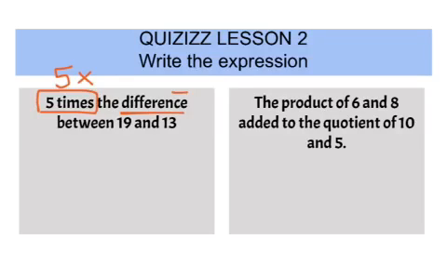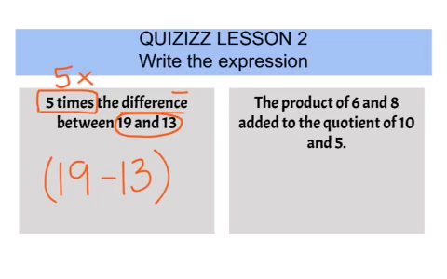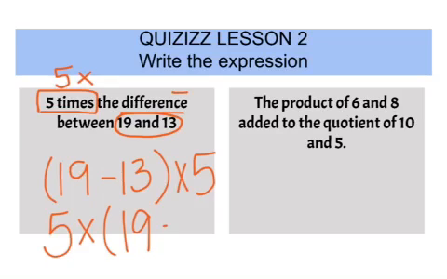So here we have the difference between 19 and 13. So I'm going to first have to find the difference between 19 and 13. So I'm going to subtract there because difference tells me to subtract. So I'm going to do 5 times that. I could write 5 times the difference between 19 and 13, where I subtracted here. It doesn't matter if you have your times 5 at the end or the beginning, you're still going to get the same answer because the parentheses tells me to subtract 19 minus 13 first.